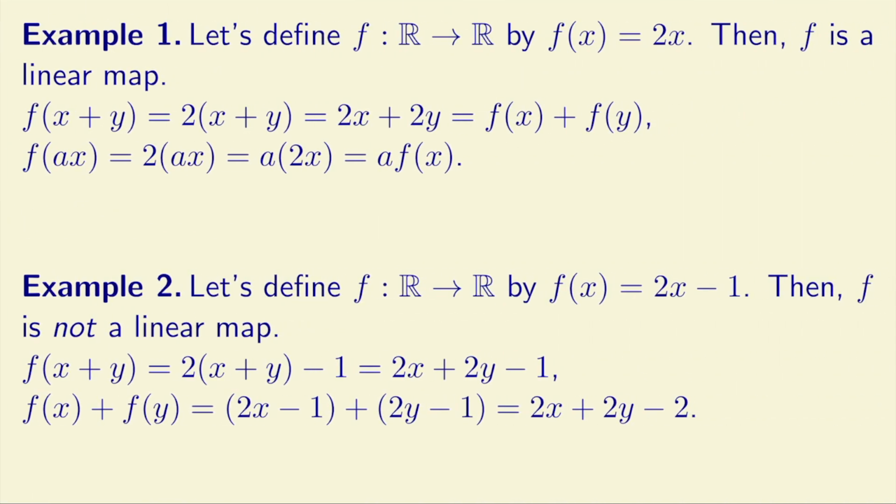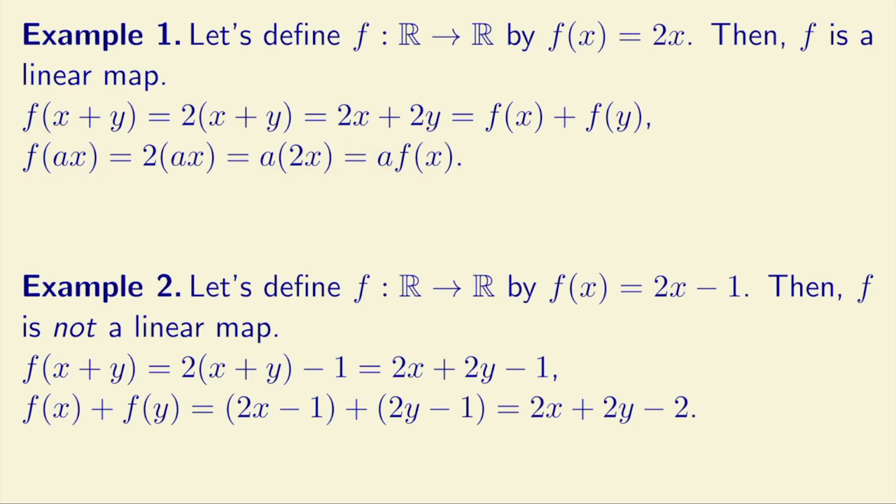Let's look at the examples. The first one is f(x) = 2x from R to R. Do you think it works? I think so. Let's test it. For addition, f(x + y) = 2(x + y), which is 2x + 2y. And f(x) + f(y) = 2x + 2y. So L1 holds. Perfect. And for scalar multiplication? f(ax) = 2(ax), which is a times 2x. And a f(x) = a times 2x. So L2 holds too. Okay, yeah, it's a linear map.